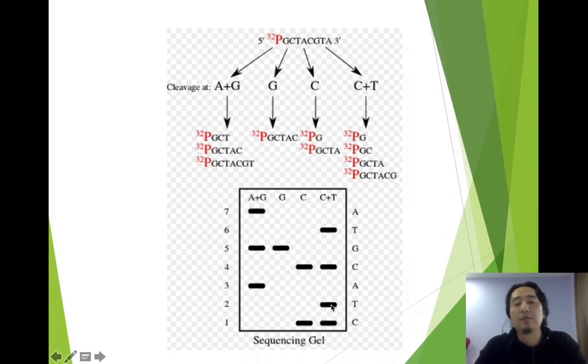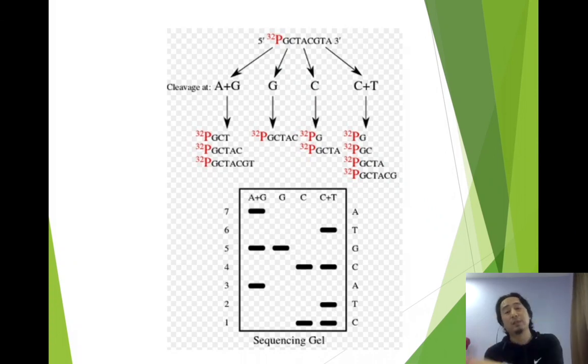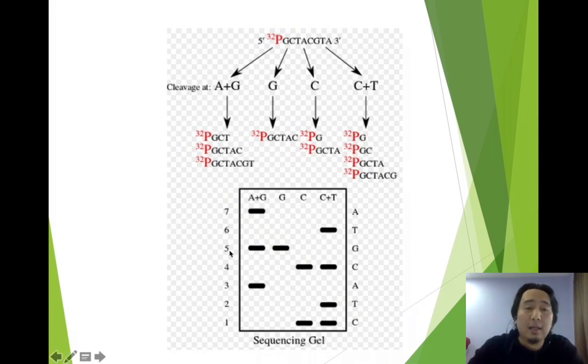After you run gel electrophoresis, you have to transfer it to the radiography, right? So you only detect the nucleotides that are labeled with the phosphate radio label. So they can detect it, and you can see those bands.